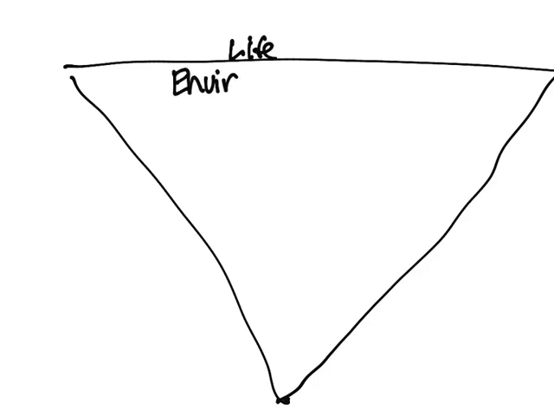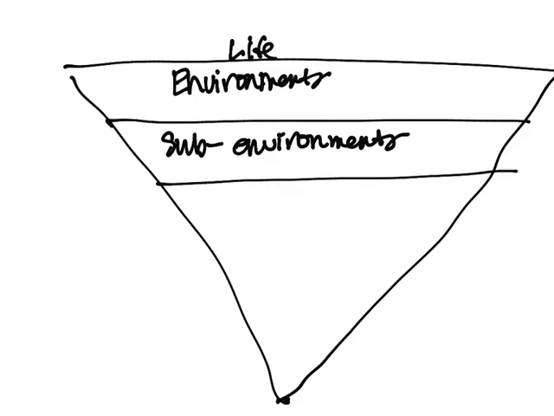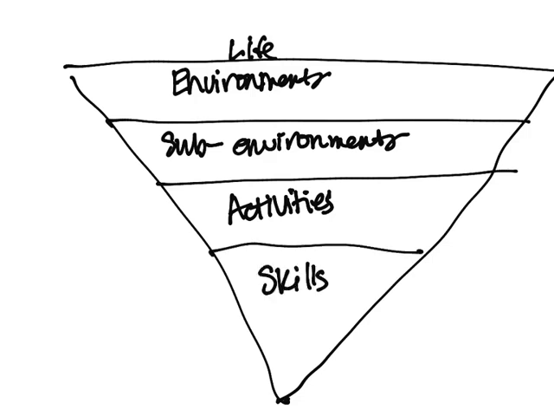it's almost like an upside down triangle. So we have the student's life, okay? We have all of their environments. Within each environment, we have sub-environments. Within the sub-environments, we have activities. And when we watch the student engage in those activities, we can figure out what skills they might need to learn. And that is an environmental inventory.